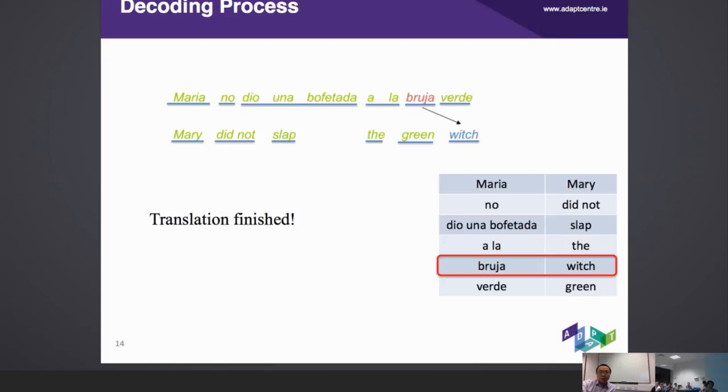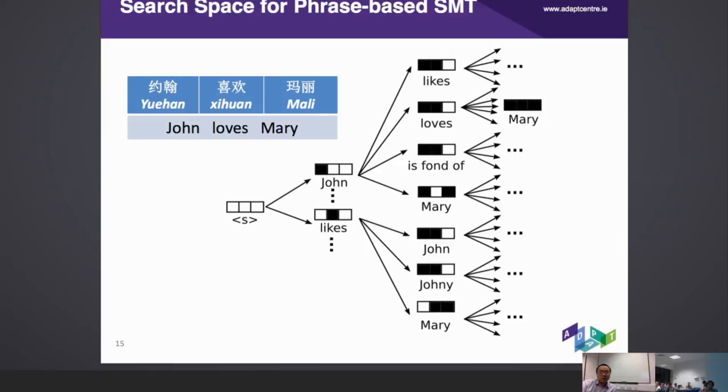When all the source words are translated, we get the target sentence. So we can see there are many steps in this process. At each step, we have a lot of choices. For example, for the first word, we can select the first word in the source side, or the second word, or any word in the source side.